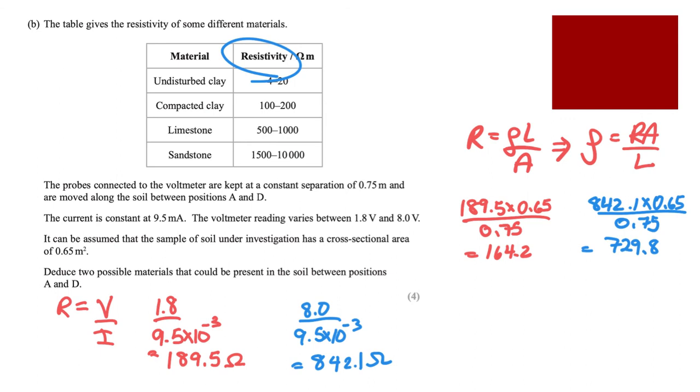Okay, so here are the values I calculated. My minimum was 164. Now I've got lots of extra decimal places here, but it's just not needed. And my maximum will be 729. So what I need to do is go back to my table and say, where do they fall into? 164, that is in this range right here. So I could say that we have some compacted clay. My other one, 729.8, that's going to be in the middle of limestone. So the two possible materials that I have present in here are compacted clay and limestone.